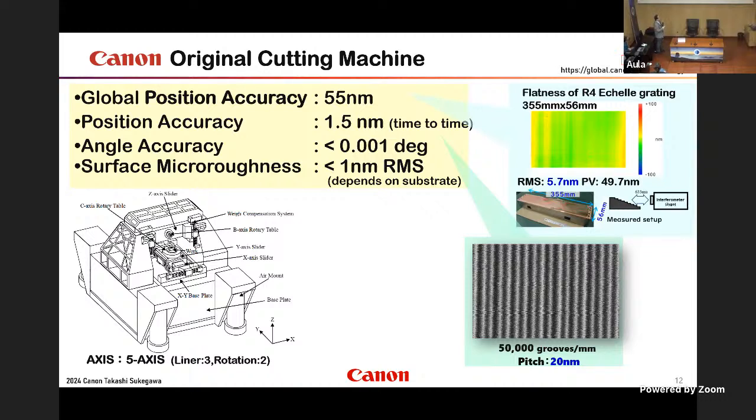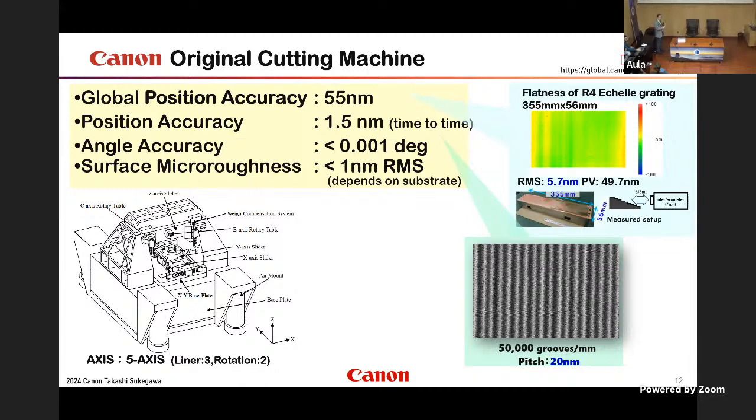Any scale has an accuracy of 55 nanometers. So meaning if you say 100 millimeters, plus minus 55 nanometers. So you can get any place you expect, peak to valley of this number. And also that's position. Position is important in the short term. For every machine, we can guarantee 1.5 nanometers. This is a very important number when you machine a grating.